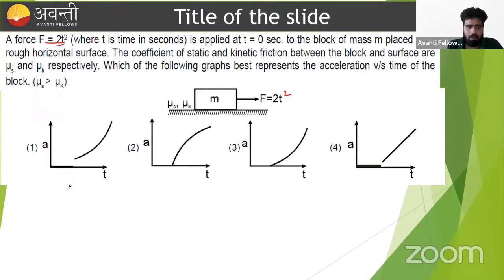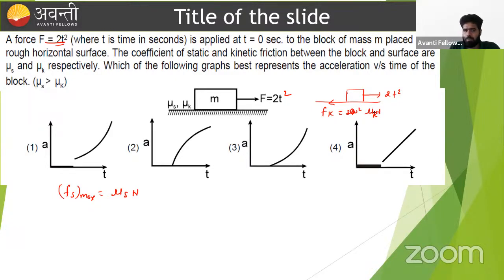So what is the maximum value of static friction? We know that it is the limiting friction, mu s into N. I hope this is clear to everyone. After that, kinetic friction will act. Once kinetic friction acts, the body will move with respect to the surface, and there is a net force on the body: here 2t square, and in this direction friction force, that is the kinetic friction, mu k into N, where mu k is the kinetic friction coefficient. I hope this is clear.